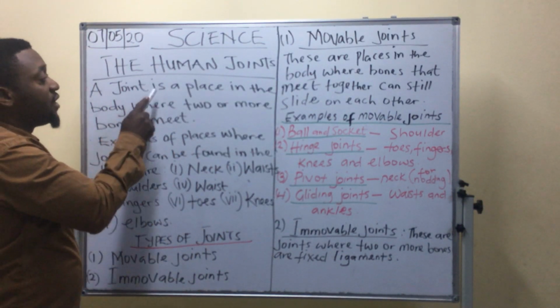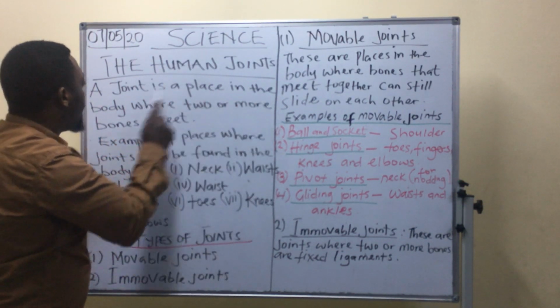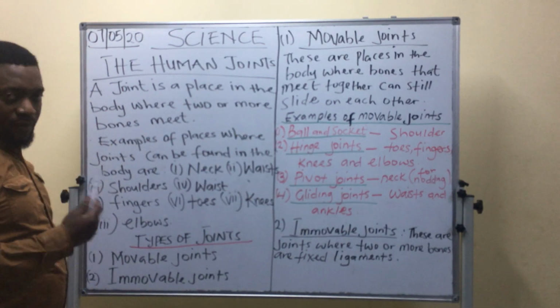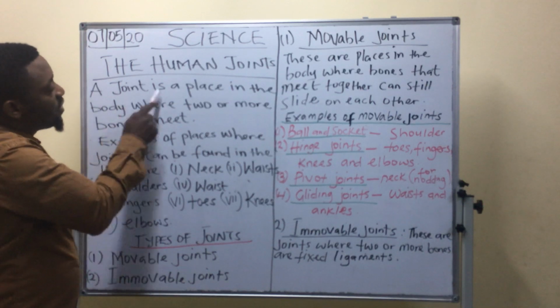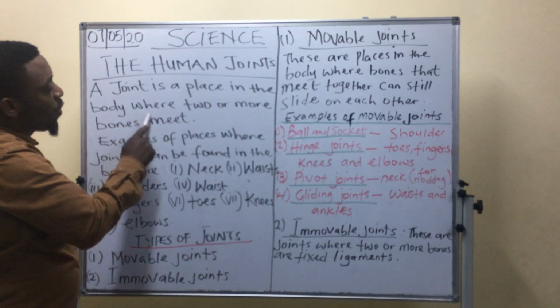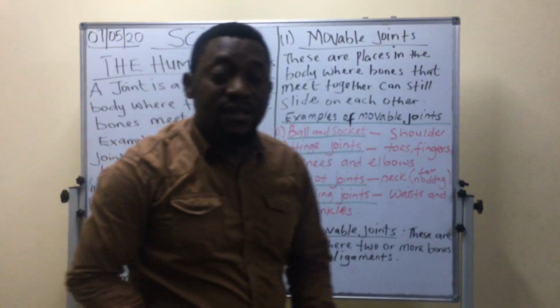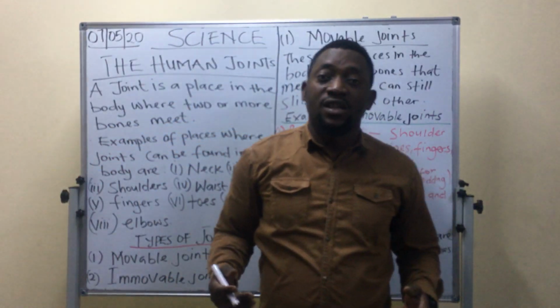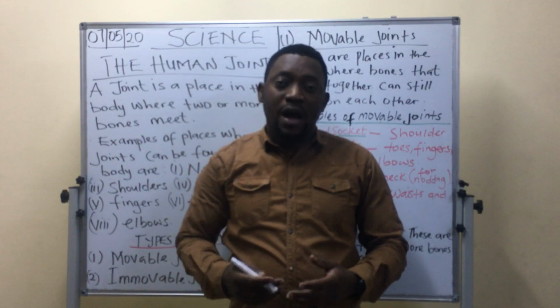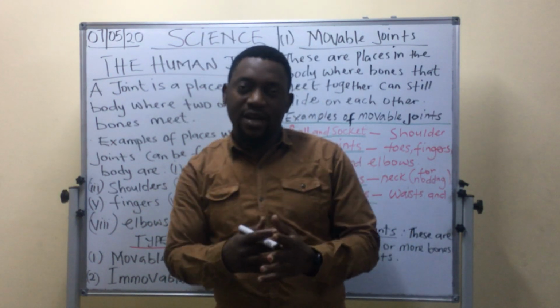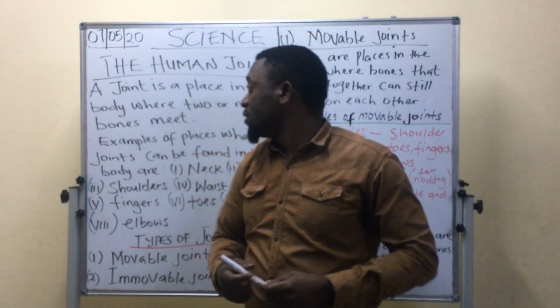A joint is a place in the body where two or more bones meet. I repeat. A joint is a place in the body where two or more bones meet. This simply means these joints that I'm talking about now are places where two bones in our body meet together. That is what we call joints.